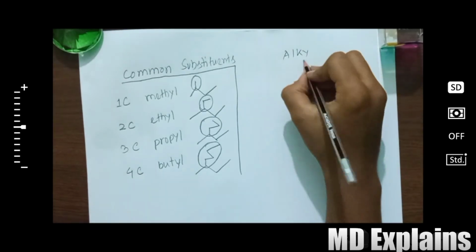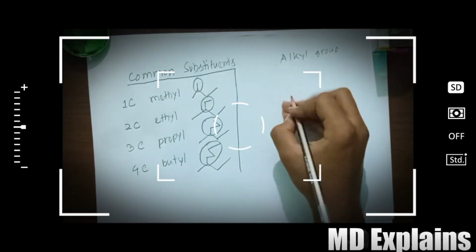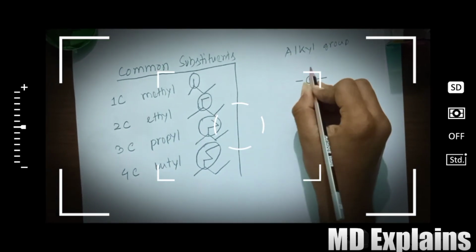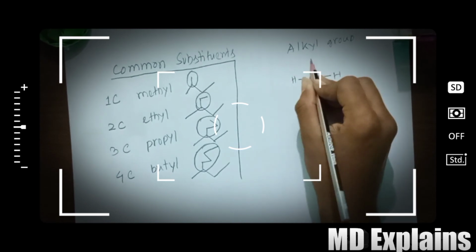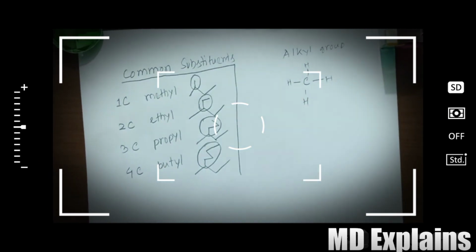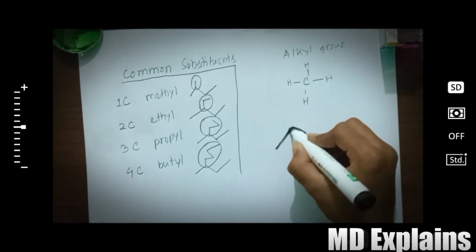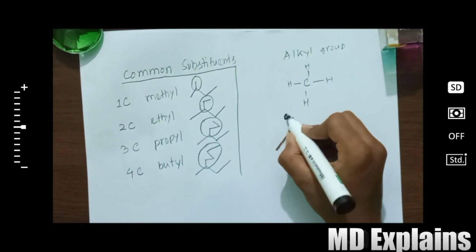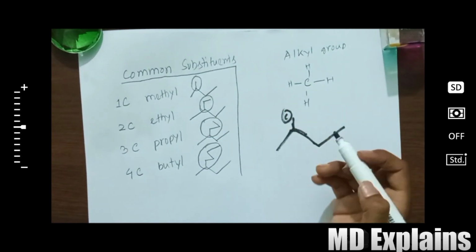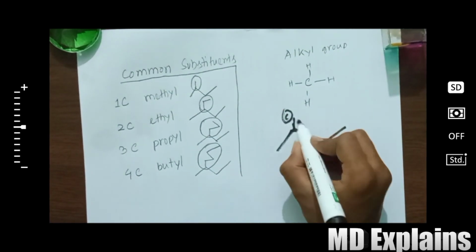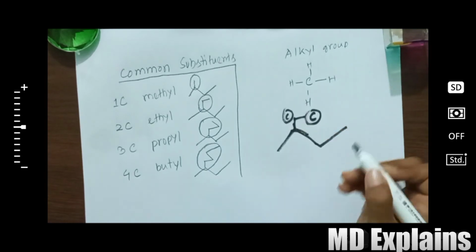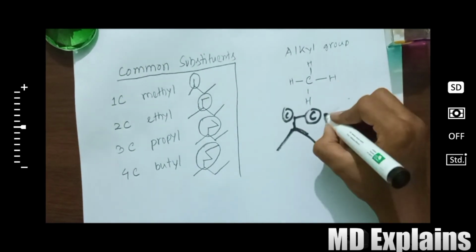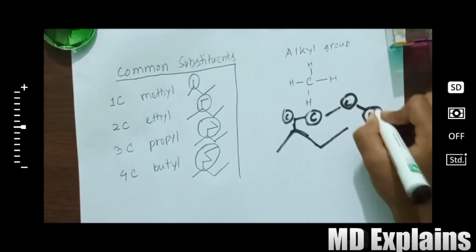These specific substituents are also referred to as alkyl groups. An alkyl group is made up of only carbons and hydrogens. It is also defined as an alkane that's missing one hydrogen. The first alkyl group is methyl. This has only one carbon. The next, the ethyl. This has two carbons. Then propyl has 3 carbons, and butyl has 4 carbons.